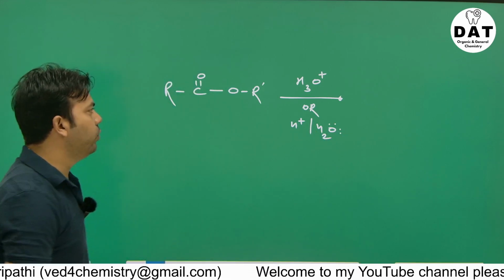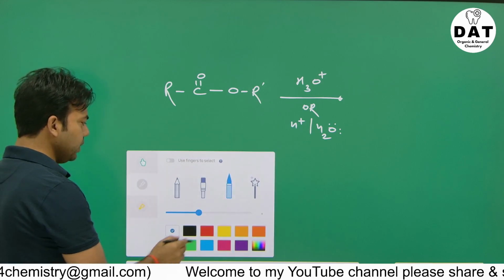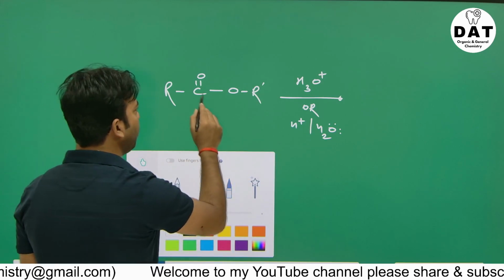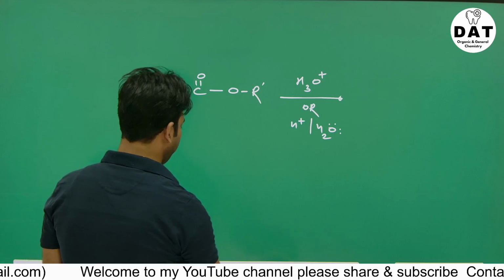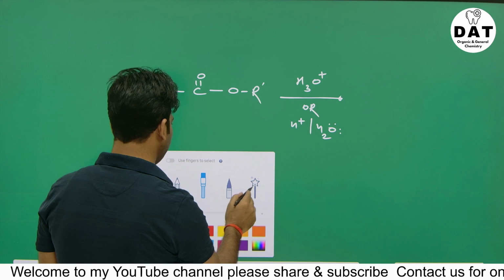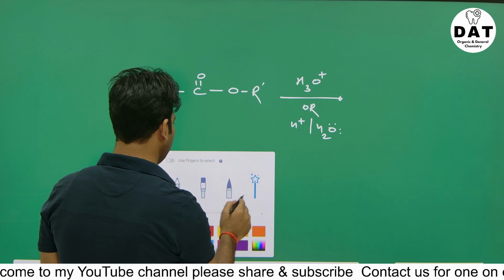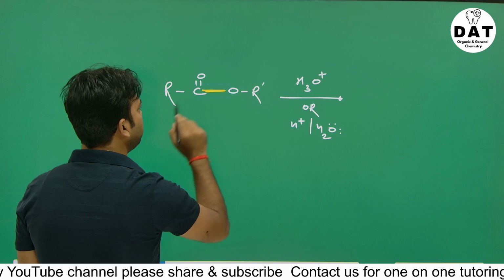Look at the trick for how we can draw the hydrolysis product directly. So whenever you have an ester molecule, look at this bond. Look at this one.